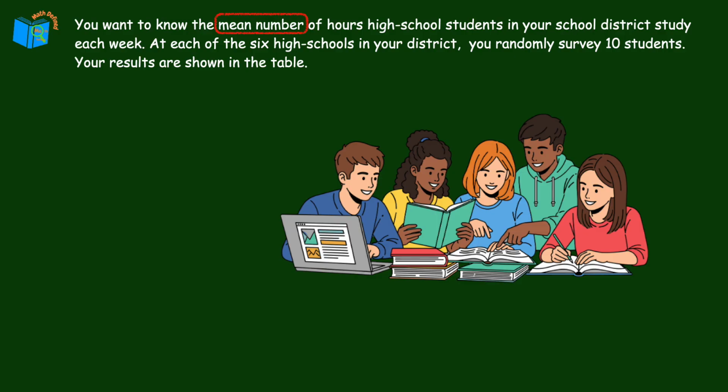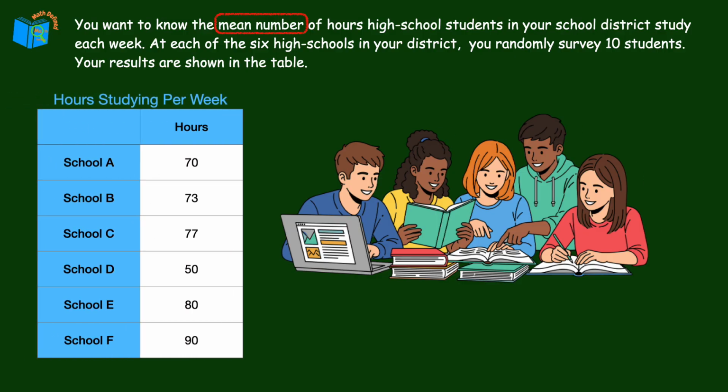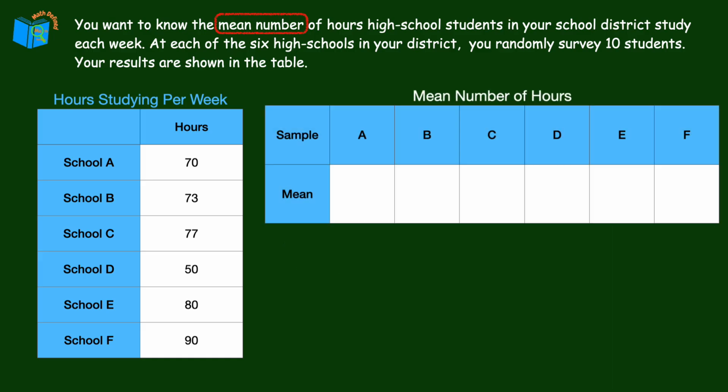Instead of surveying everyone, you randomly survey 10 students at each of the 6 schools. Each school gives you a separate random sample. Let's find the mean number of hours studied for each school. Each number in the table represents the total number of hours studied by 10 students at that school. For School A, 10 students studied 70 hours. To find the mean, we'll divide 70 by 10 to get a mean of 7 hours.